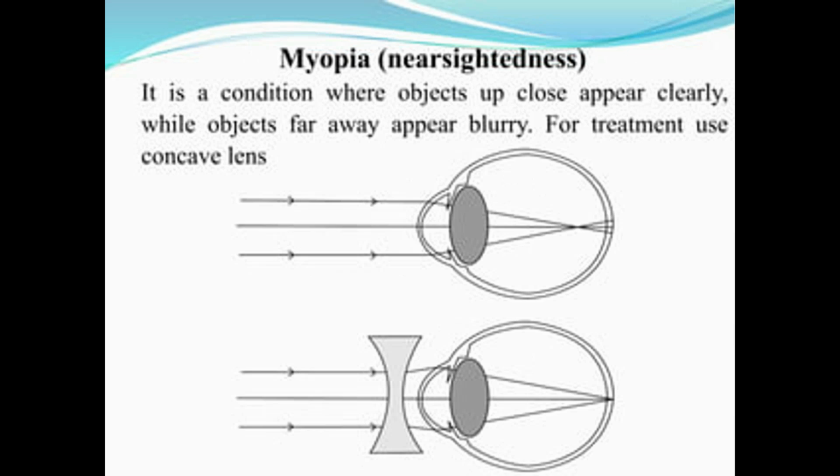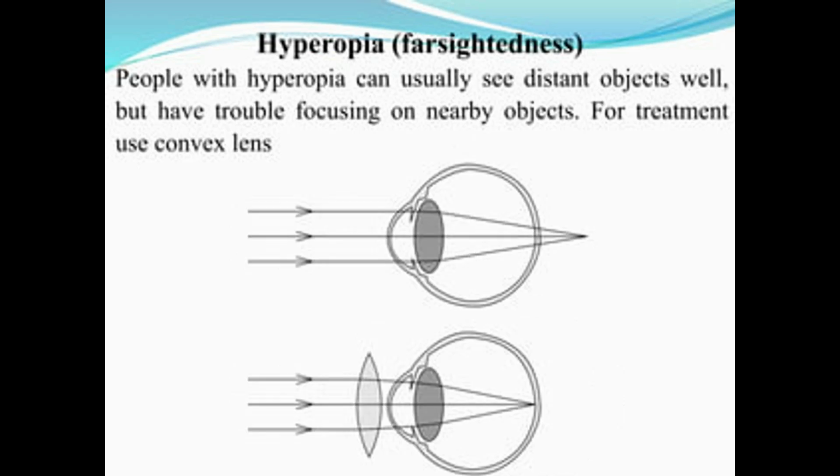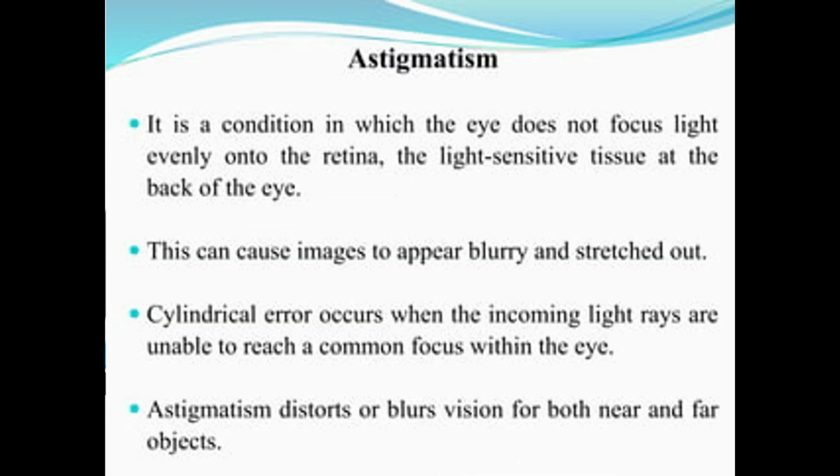And from the picture, you can see that in myopia, that is in short sight, the image is focused in front of the retina. And in hyperopia or long sight, the image is focused behind the retina.